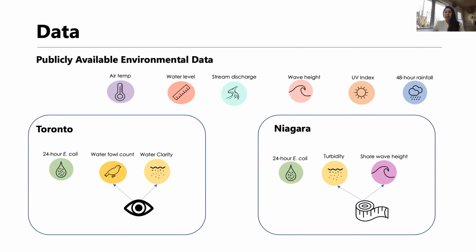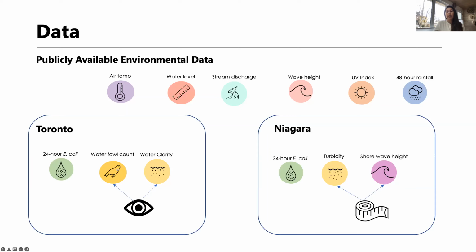And so talking a little bit about these specific data variables that we were able to include in our analyses. We collected data that was publicly available. By that, I mean it either came from federal data, so Environment Canada, or we were able to get it from conservation authorities, or even NASA in the case of our UV data. So we collected air temperature, water levels of the lakes, stream discharge of the various rivers that I mentioned, wave height, UV, as I said, from NASA, and then also rainfall data.